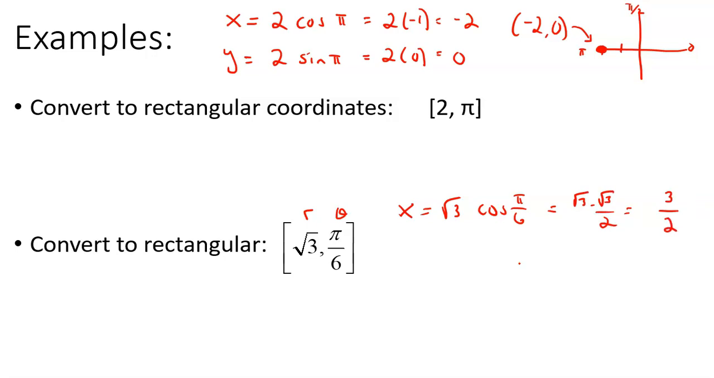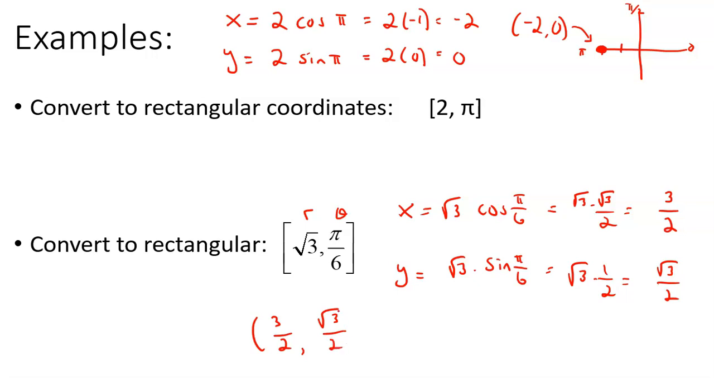So that's the x-coordinate. For the y, we're going to again use r sine theta. So in this case, I get the square root of 3 times the sine of pi over 6. All right, so that gives me the square root of 3 times 1/2, square root of 3 over 2. So I found an x-coordinate and I found a y-coordinate. The x-coordinate is 3/2. The y-coordinate is square root of 3 over 2.